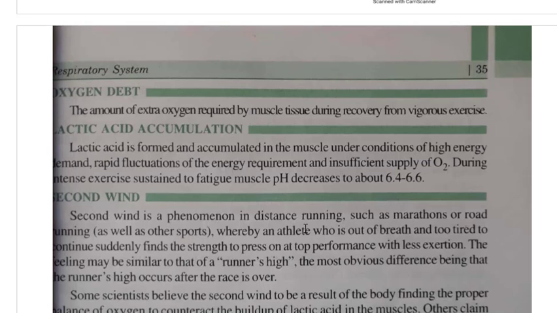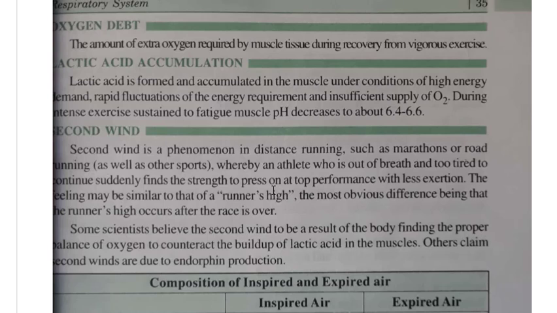Lactic acid accumulation. Lactic acid is formed and accumulated in the muscles under conditions of high energy demand, rapid fluctuations of the energy requirement, and insufficient supply of oxygen. During intense exercise sustained to fatigue, muscle pH decreases to about 6.4 to 6.6.